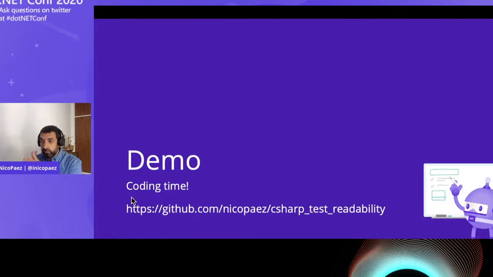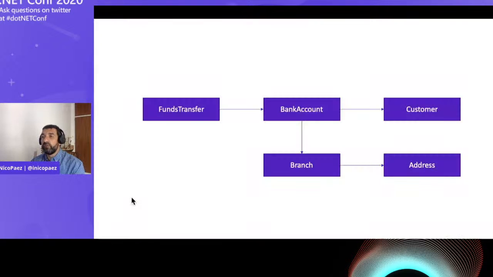Here I have my code. You can access it at GitHub. I already shared my solution there, so you can check it there. And let's browse the situation. Okay, for this demo, I have a very simple domain, a bank domain, where we have a funds transfer object that will perform funds transfers between bank accounts. The bank account belongs to a customer, and the bank account is located in a certain branch, and the branch is related to an address, of course, right? So this is my simple domain model.